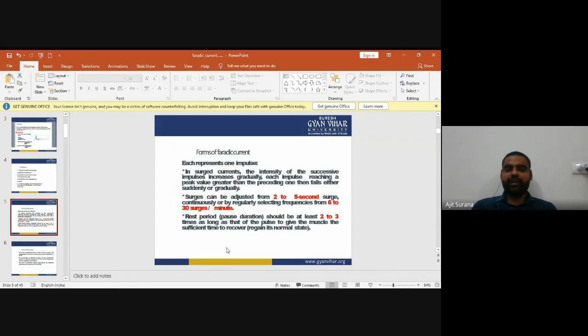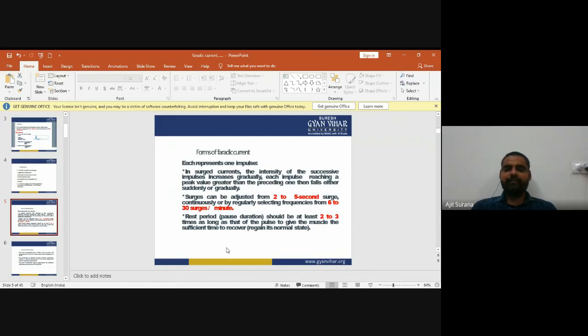Now the forms of Faradic currents. Each represents one impulse. In surge currents, the intensity of successive impulses increases gradually. Each impulse reaches a peak value greater than the preceding one, then falls either suddenly or gradually.